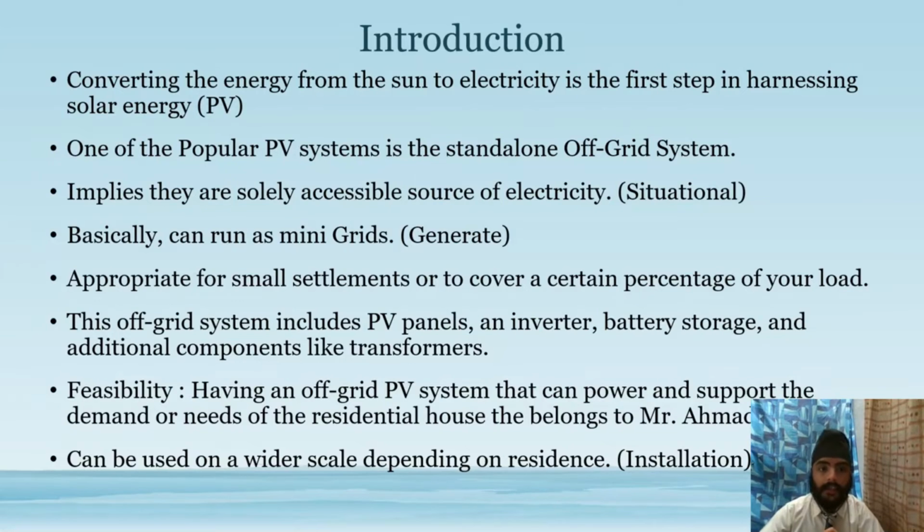Introduction: converting the energy from the sun to electricity is the first step in harnessing solar energy, by usage of photovoltaic cells. One of the popular PV systems that is used is the standalone off-grid system. It implies that there is a solely accessible source of electricity. Basically, they can run as a mini grid to generate power when needed for their appliances. Appropriate for small settlements or to cover a certain percentage of your load. This off-grid system includes PV panel and inverter, battery storage, and additional components like some transformer.